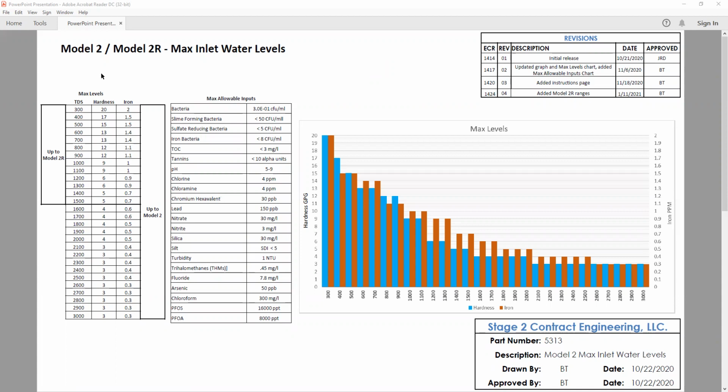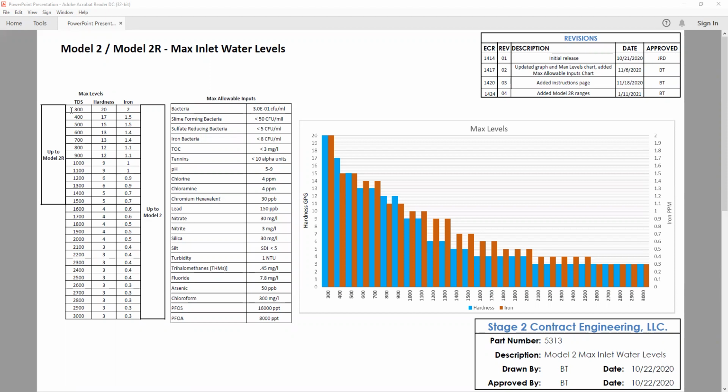So starting off, the first thing you need to know is what your TDS level is, which is going to be the chart here on the left-hand side. The Model 2 and Model 2R are both included on this chart, so up to 1500 TDS. The max allowable hardness and iron level is the exact same between Model 2R and Model 2. Obviously, if you're above 1500 TDS, you're outside of the specifications of the Model 2R, and you would need to go to Model 2 to handle higher TDS levels.